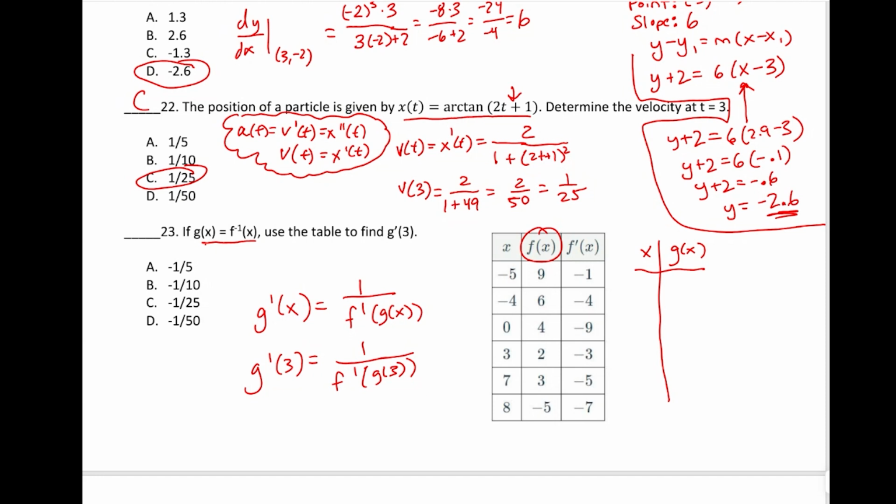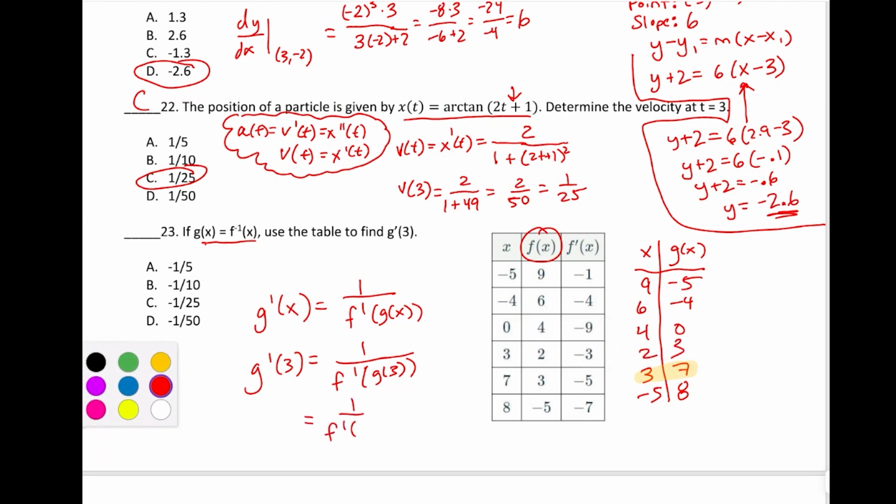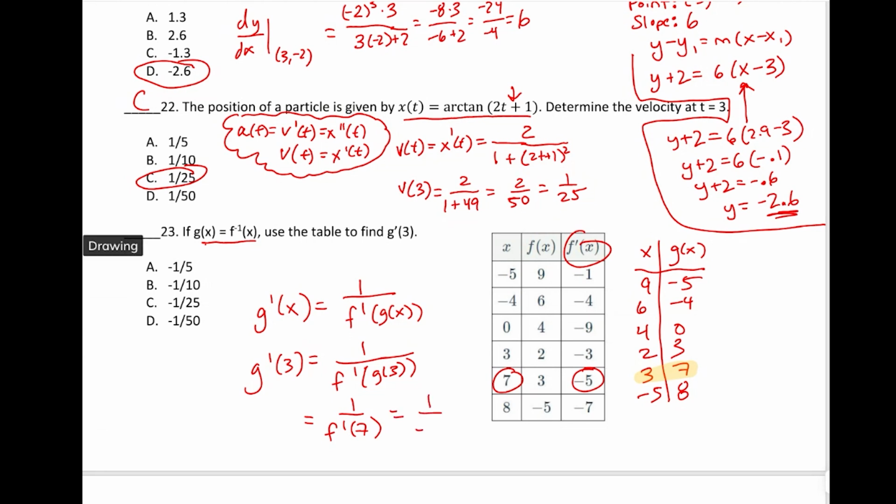So all you have to do is just reverse the x's and the y's here. So we've got a point 9 comma negative 5, 6 comma negative 4, 4 comma 0, 2 comma 3, 3 comma 7, and negative 5 comma 8. These are all coordinates on g. So what we're interested in here, though, is g of 3, which is 7. So this value is going to be 1 over f prime of 7, and f prime of 7 is going to be negative 5. So we get 1 over negative 5. Our answer is A.